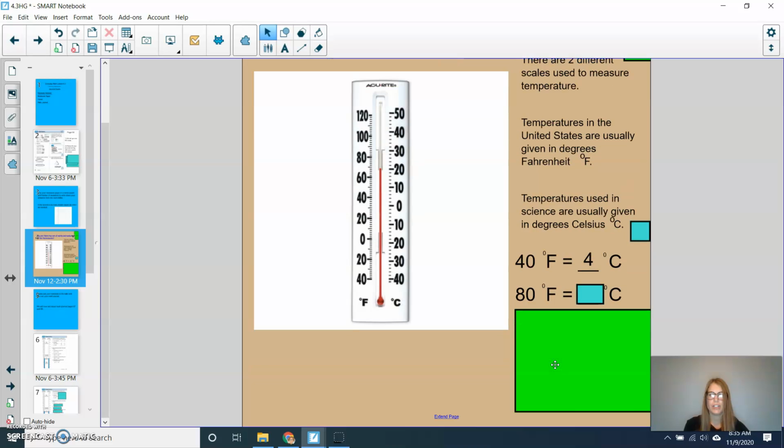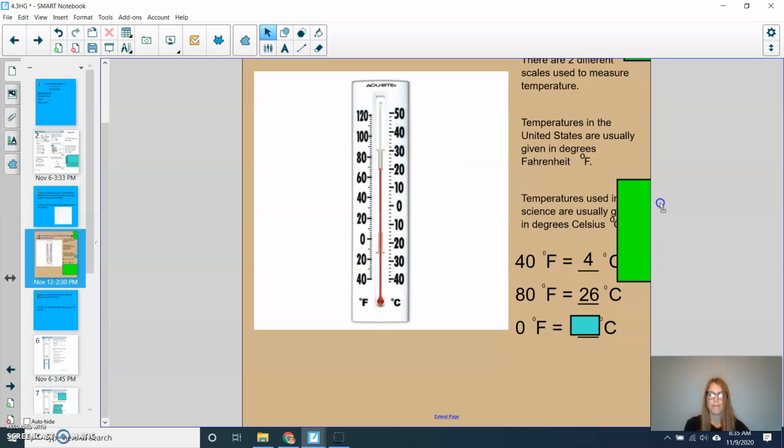What about 80 degrees Fahrenheit? About how much would that be in Celsius? So if I can find 80 and I can go over, and again, I can start at 20 and then count up like 22, 24, and keep going. And I should be at about 26. 26 degrees Celsius would be about the same as 80 degrees Fahrenheit. We'll try one more. What if I have 0 degrees Fahrenheit? About how much is that in Celsius?